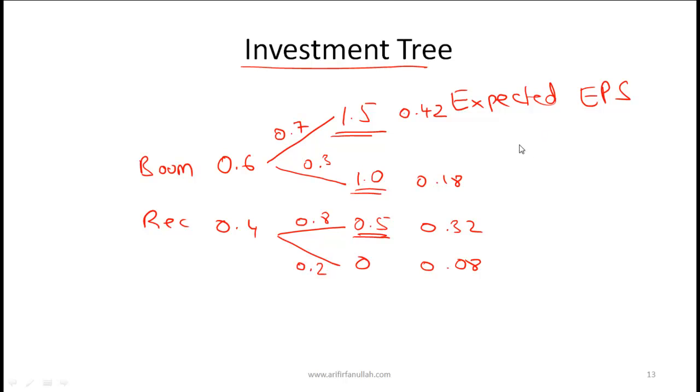Now, what's the expected EPS? The expected EPS would simply be 1.5 times 0.42, plus 1.0 times 0.18, plus 0.5 times 0.32, plus 0 times 0.08. So you do all these multiplications, add it up, and you will have your expected EPS, which, if you do the calculation, should come out to be 0.97 given all these probabilities.